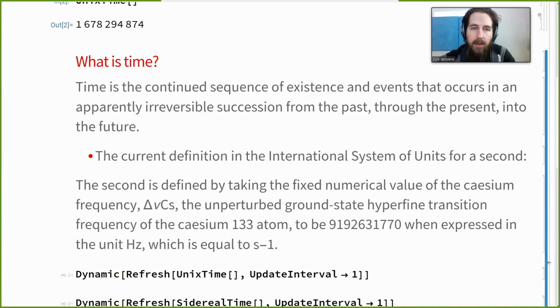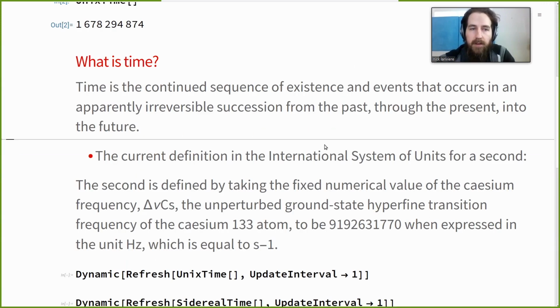So, time, as we are generally familiar with it, is a basic concept my 5-year-old and 3-year-old understand. But what it actually means is kind of difficult to pin down in terms of how it exists both philosophically and how it exists in physics. So, to boil it down to the most general terms we can, time is a continuous sequence of events that happen in an apparently irreversible succession from past through the present into the future. So basically, it is a sequence of events that happen continuously without interruption, and we can't go backwards.